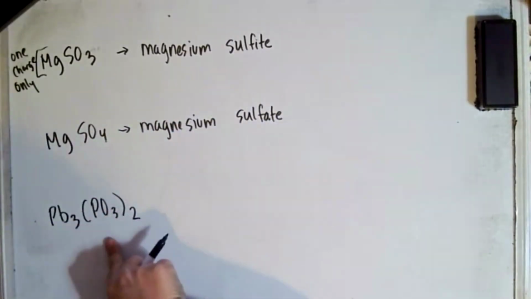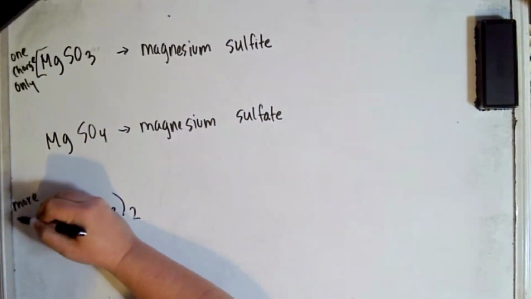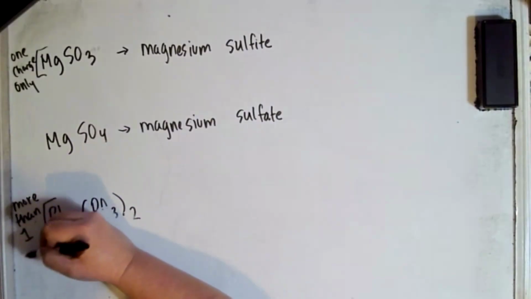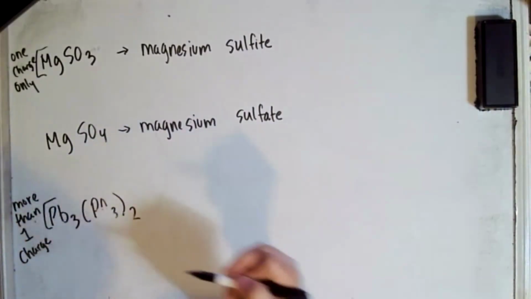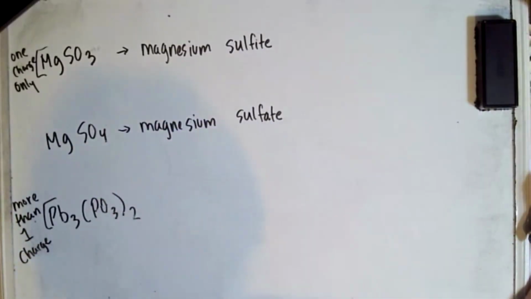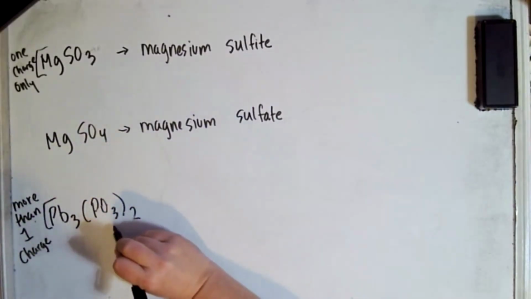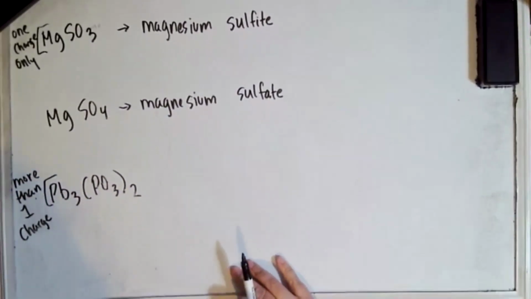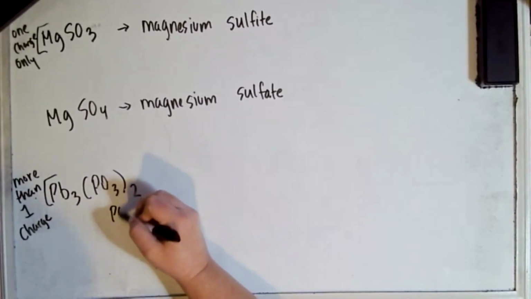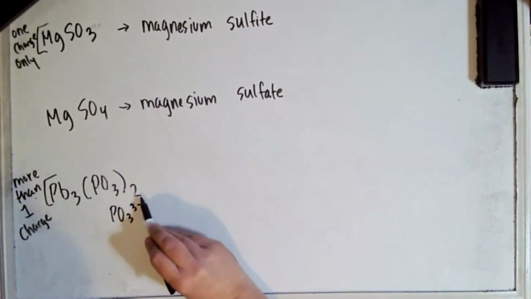All right. Down here, we have lead. Lead has more than one charge. And so we're going to need to figure out the charge on the lead before we can do anything else. Okay. You'll have to look up your phosphite ion. PO3 is phosphite. I know that it's hard to get used to these at first. Your phosphite ion is going to have a -3 charge. We have two of them.